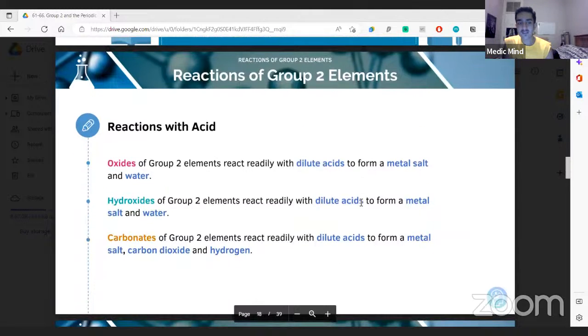Oxides react with acids to form metal salts and water as well. Hydroxides react with acids to form metal salt and water. Carbonates react with acids to form a metal salt, carbon dioxide, and water.